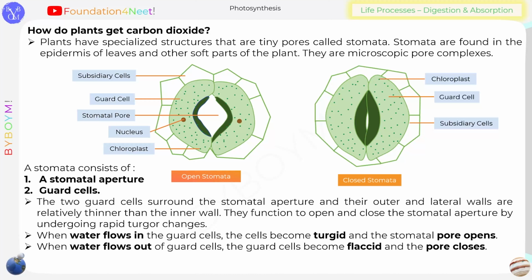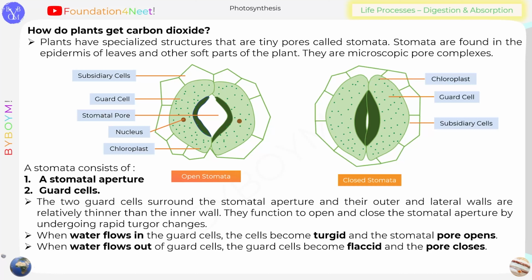Now, a typical structure of a stomata consists of a stomatal aperture. Aperture here refers to a pore or an opening, and two guard cells. The two guard cells surround the stomatal aperture, and their outer and lateral walls are relatively thinner than their inner wall. They function to open and close the stomatal aperture by undergoing rapid turgor changes.